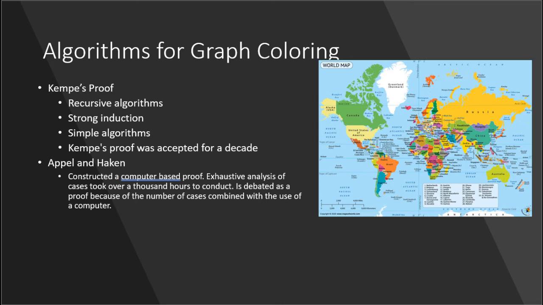Which is why today mathematicians are still debating whether or not Appel and Haken's proof is a legitimate proof of the four-color theorem. However, until today, this has been the only method that has found a real proof for the four-color theorem. Most of the other proofs have had flaws.